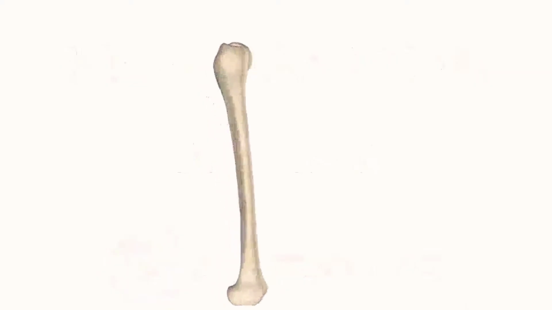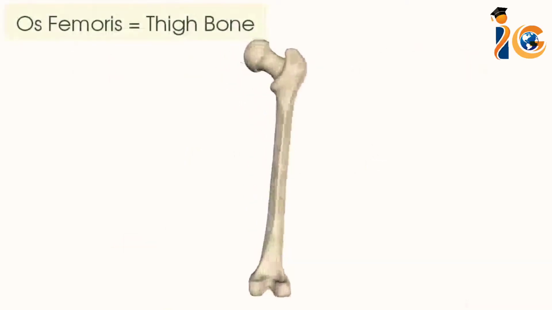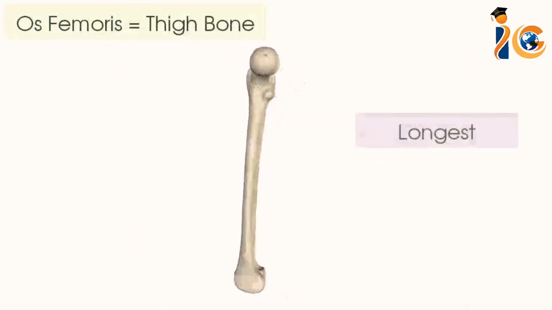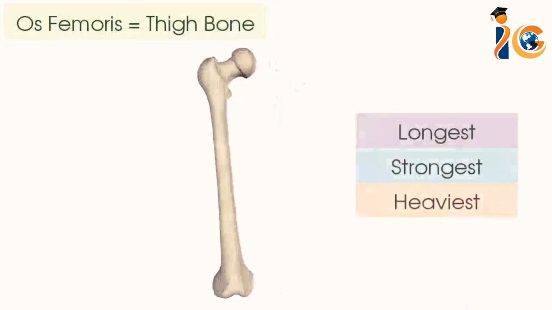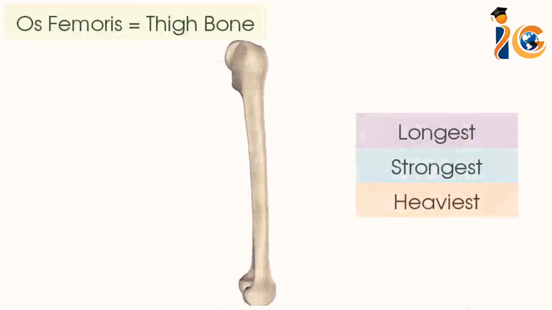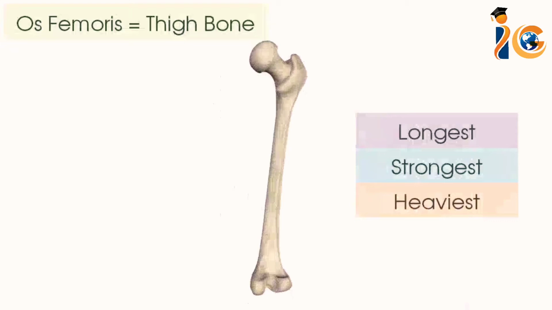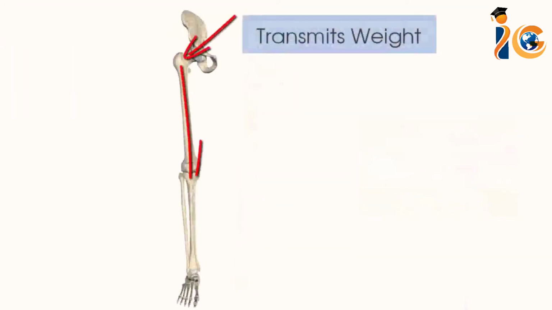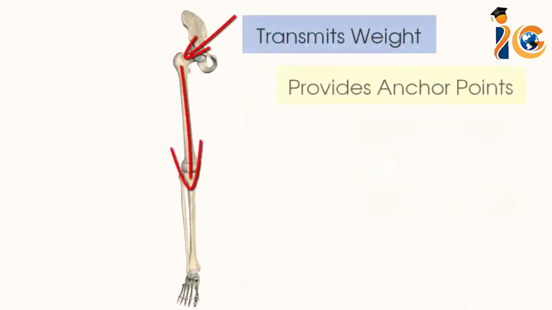So femur comes from the Latin os femoris, which means thigh bone, and it's the longest, strongest and heaviest bone in our body, accounting for about a quarter of your height, and it's stronger than concrete. It functions to transmit the weight from your hip bone to your tibia, and it also provides anchor points for over a dozen different muscles, allowing us to move our lower limbs.